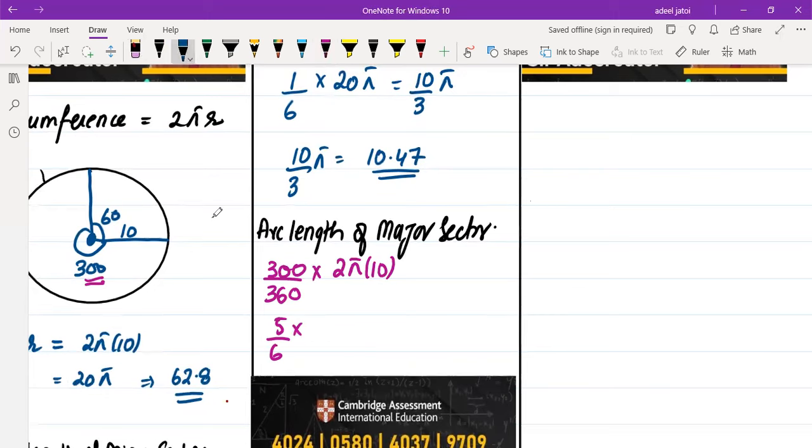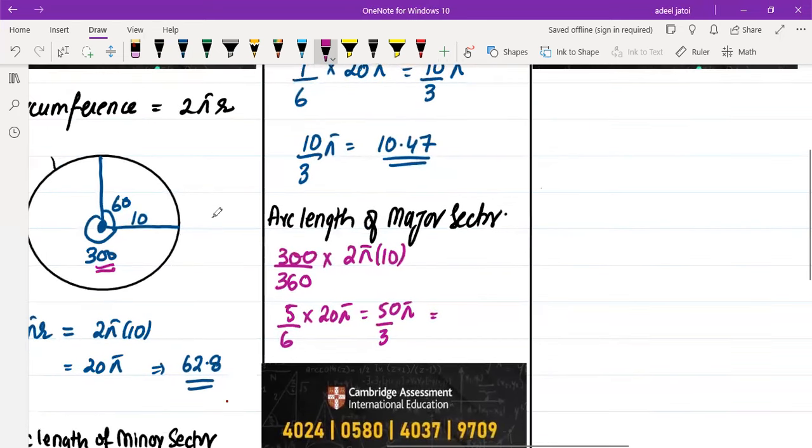Let's write this down as 20 pi. So 5 times 20 is 100, so this is 50 upon 3 pi. If we want to express this, it will be 50 upon 3 pi. When we multiply it in the calculator, what we'll get is 52.35, which can be written as 52.4.